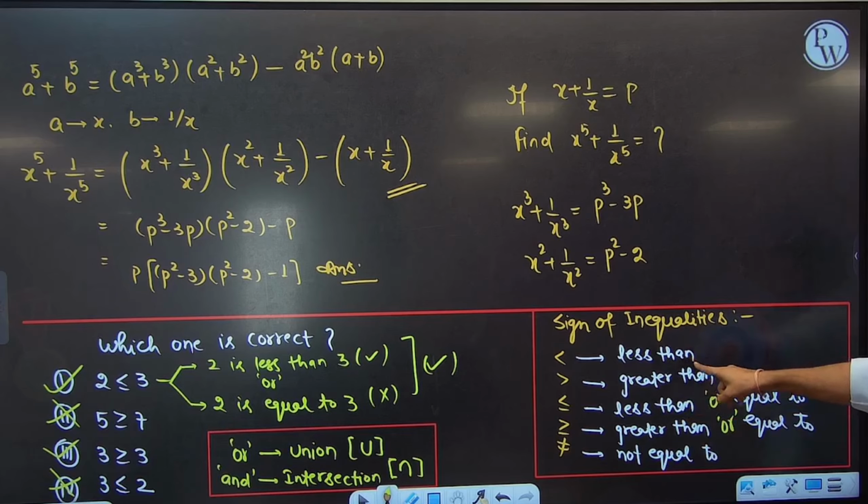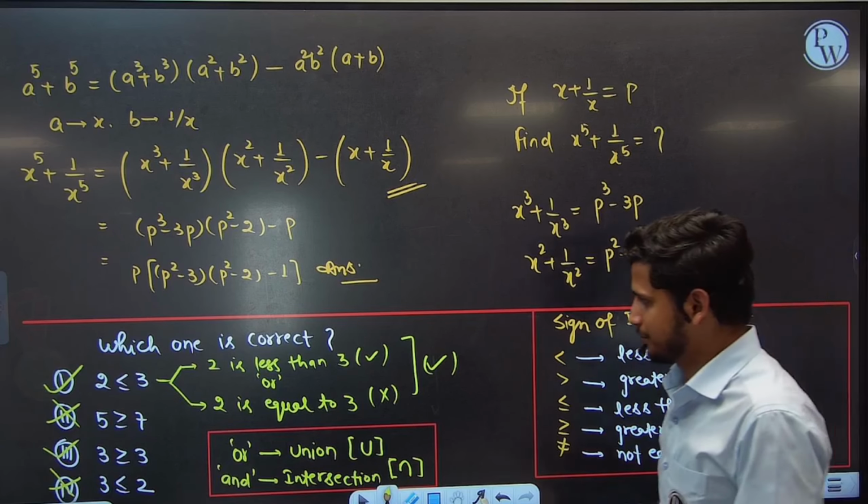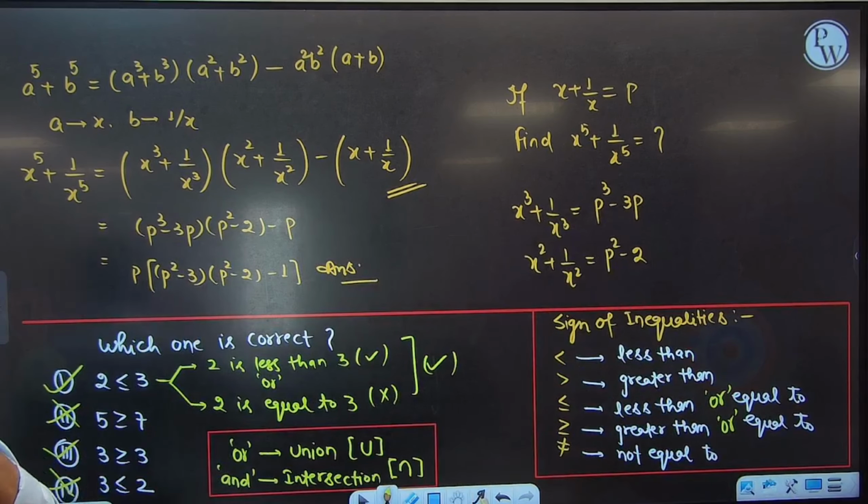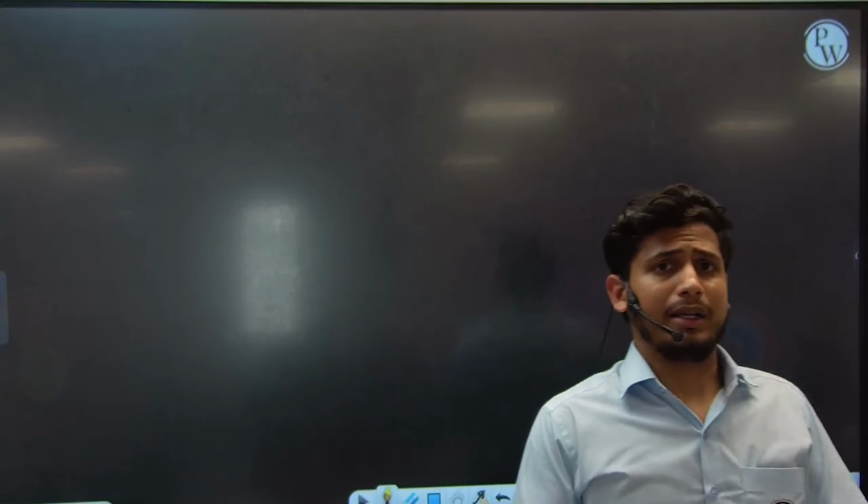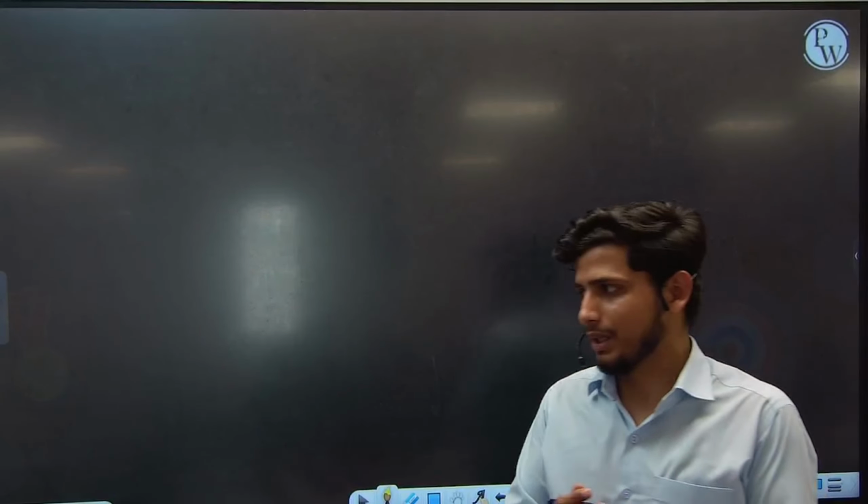So inequality signs: less than, greater than, less than or equal to, greater than or equal to, and not equal to. Okay. Done? Clear? Any doubt? No? Okay. So move to another part. Now in the inequalities, there are some values.